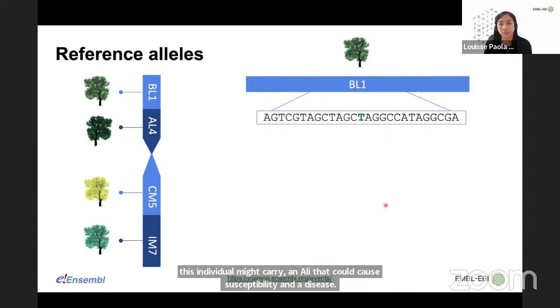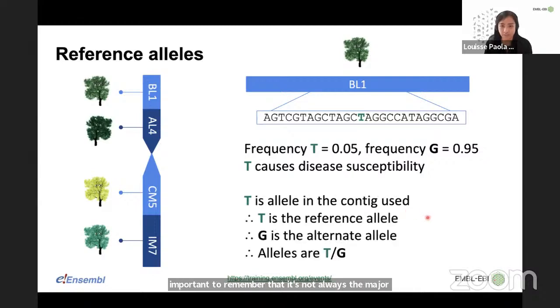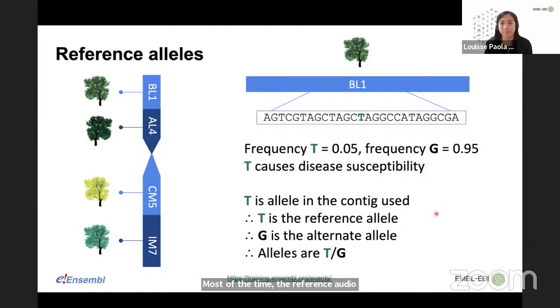And therefore, when we talk about reference alleles, it's important to remember that it's not always the major allele, the allele that is found most frequently in a population. Most of the time, the reference allele is the major allele, but it's not always the case, and it's something to keep in mind. There is ongoing work to replace the reference allele with the major allele, but this takes time, so it's just something to keep in mind when looking at variation data.